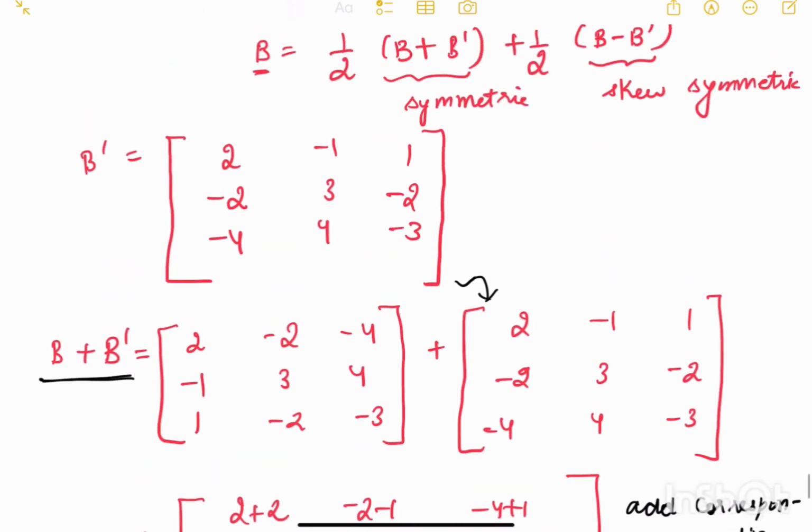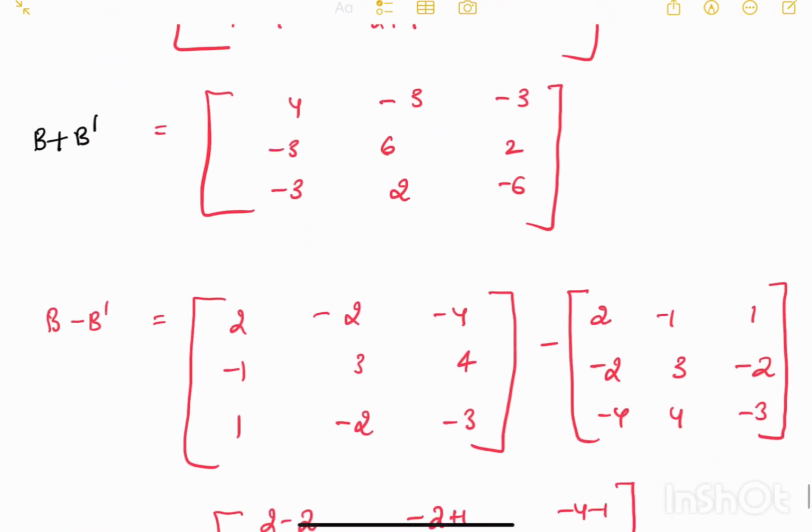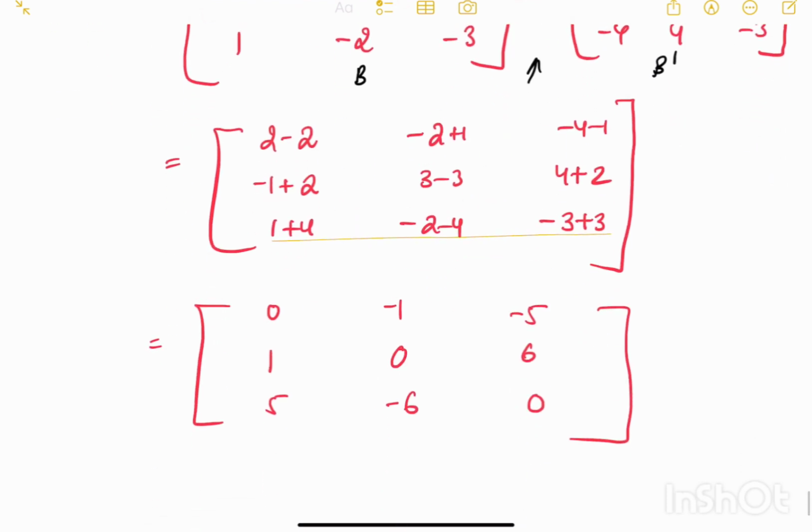Now we have calculated the symmetric part. Now what is my skew symmetric part? It is my B minus B dash. So in a similar way, we will write the matrix B. This is my matrix B and this is my B dash. And in a similar way, we will subtract the corresponding elements and this is my resultant.